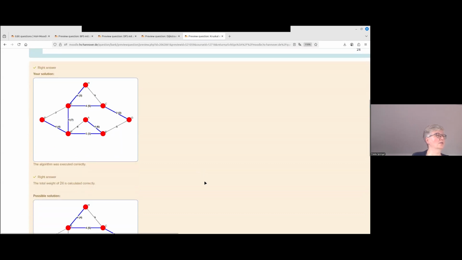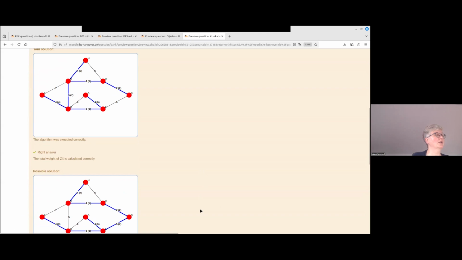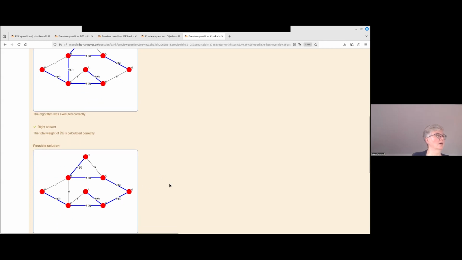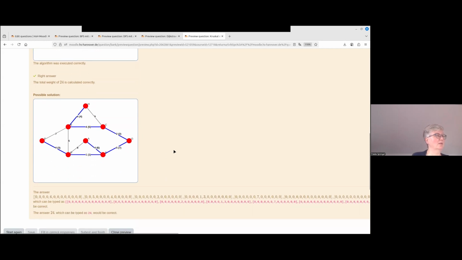This is our solution, and the possible solution is a little bit different. Also, the trees are different. We have here the 4 was done in the 3rd step. We had it here in the 4th step. So this can be seen here also by the students.